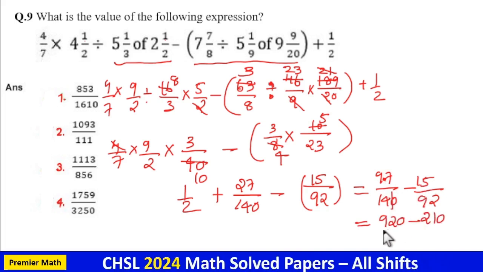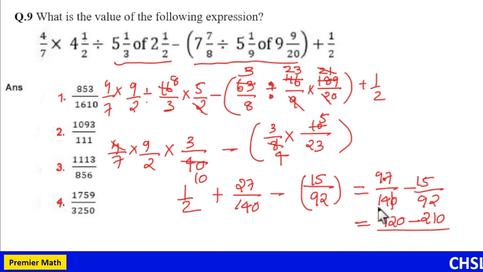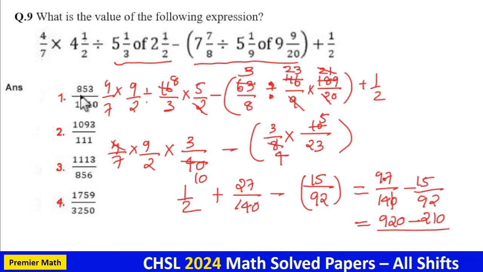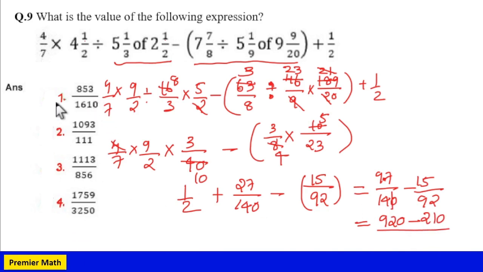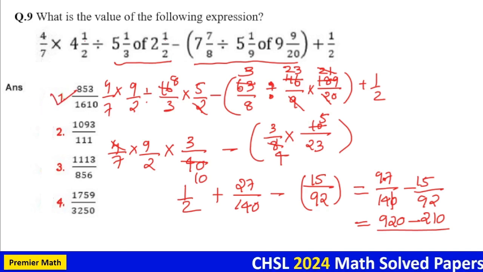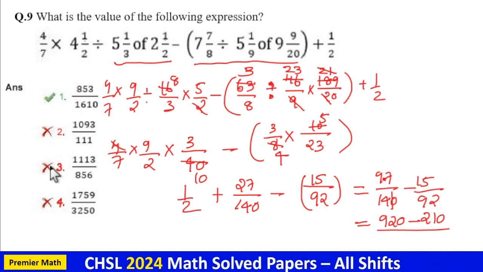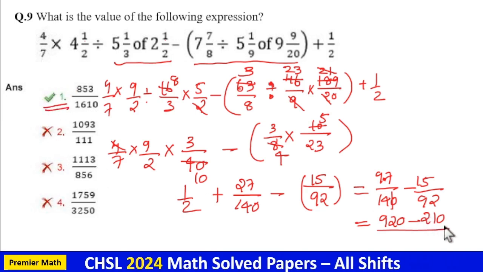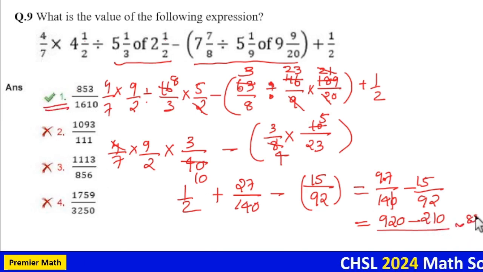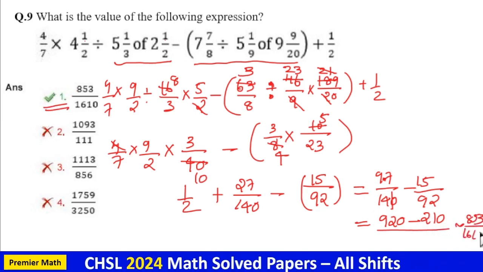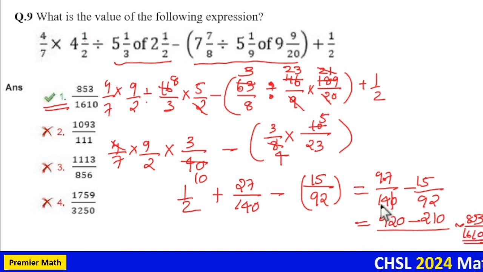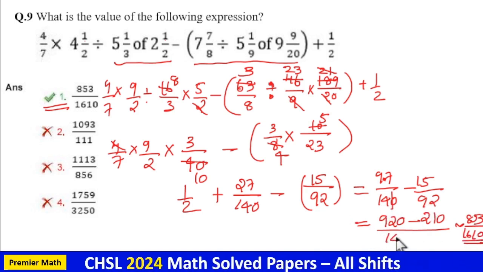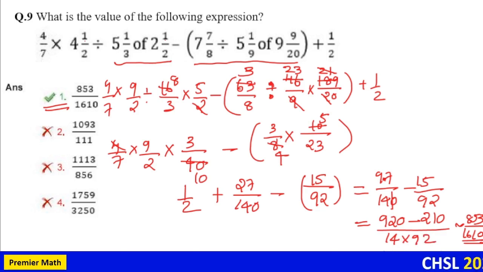Now, you can see in numerator, you have 3-digit number. If you look at the options, 3-digit number in the numerator, only option 1 is matching. That is, only option 1 has 3-digit number in the numerator. So, option 1 is your answer. So, this is around 853 divided by 1610. Just take the approximate value, don't go for the calculation.